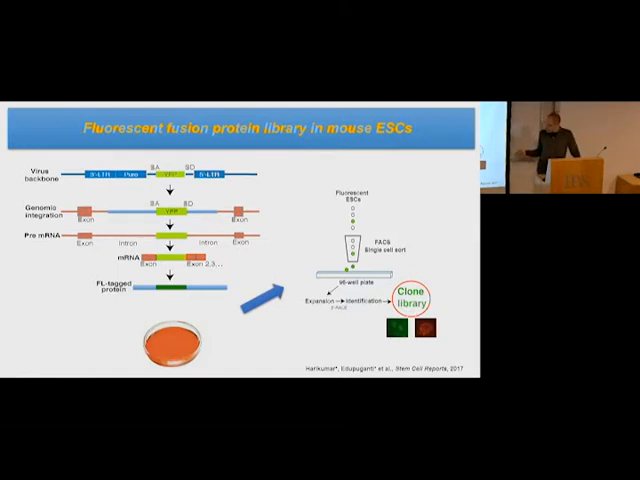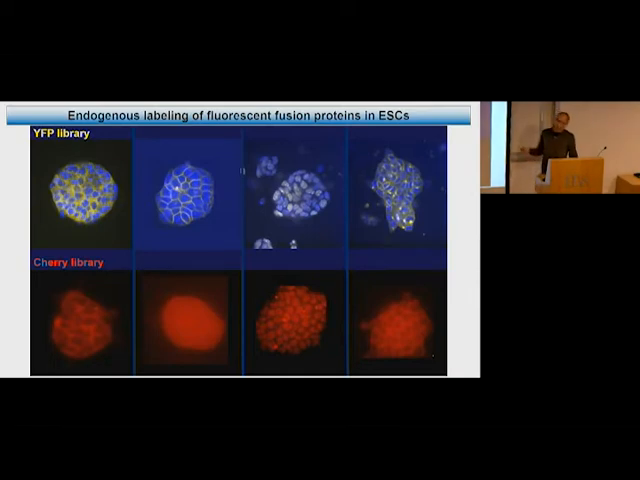This work was done by Ed Puganti and Raghu Ram in my lab, together with Hari, both of whom are now in Florida. We recently published this work. We generated clones of YFP, and we did the same library in cherry. So in each one of the clones, you have a different protein that is endogenously fluorescently labeled.